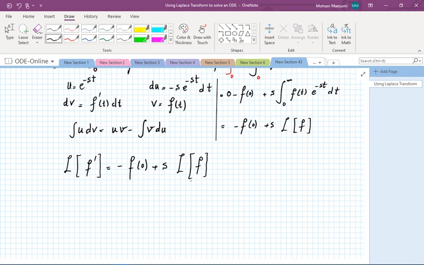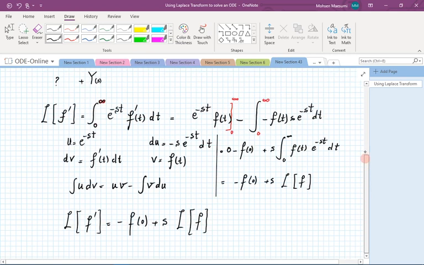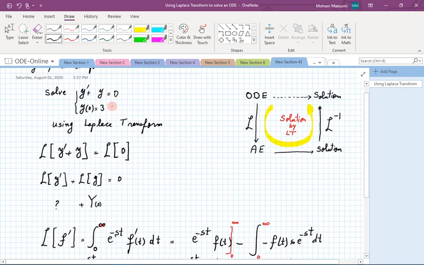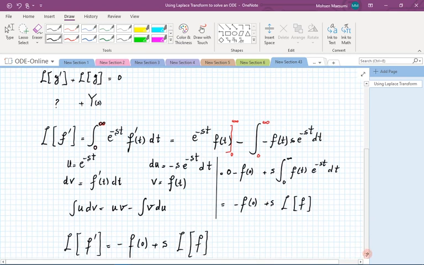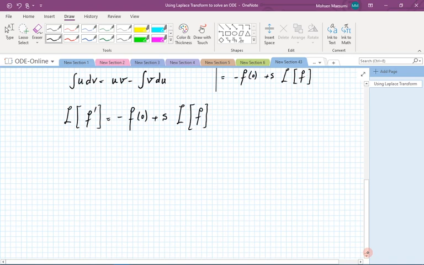While we are at it, let me go ahead and do a couple more of these things before we come back to the equation we had in mind. So let's go ahead. Since we are intending to solve second order equations or third order equations and so on, it's a good idea to go ahead and figure out what the Laplace transform of the second derivative is.